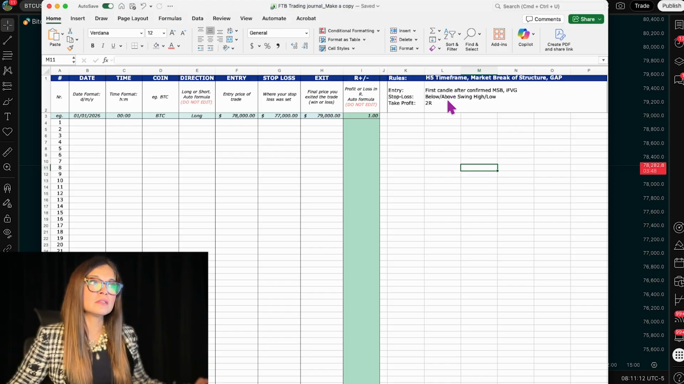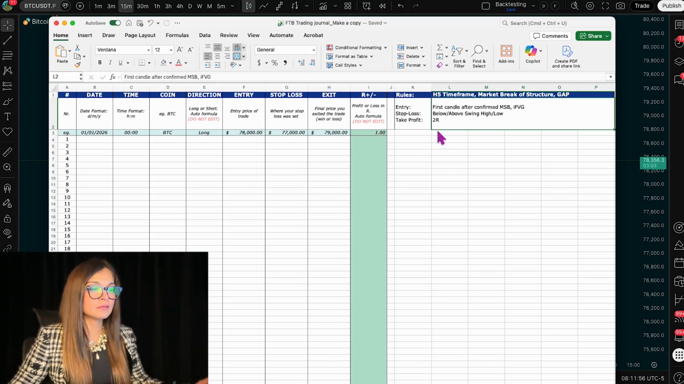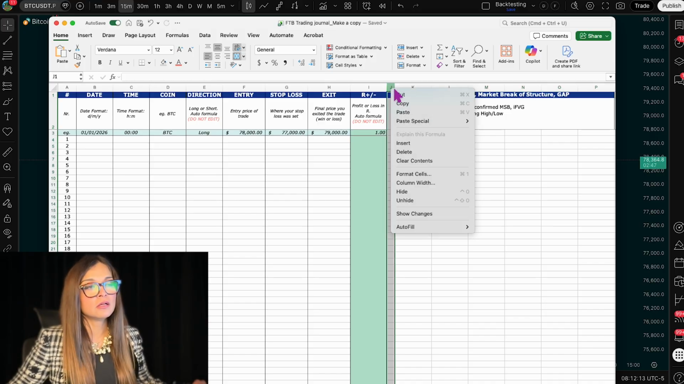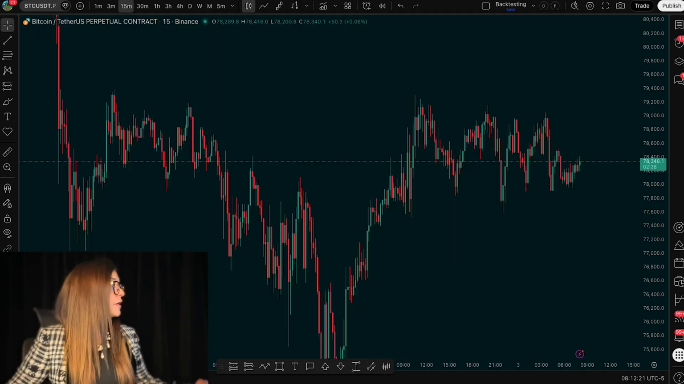Here you'll see the rules: your entry rule, your stop loss rule, and your take profit. Also in this journal, you can add other columns by simply right-clicking in Excel, or I think it's the same way with Google Sheets, and insert, and then here you can insert a column. Now that is out of the way. Okay, let's get to it.